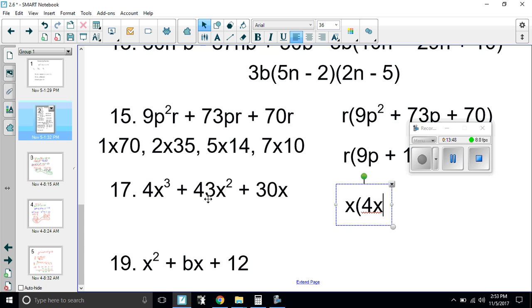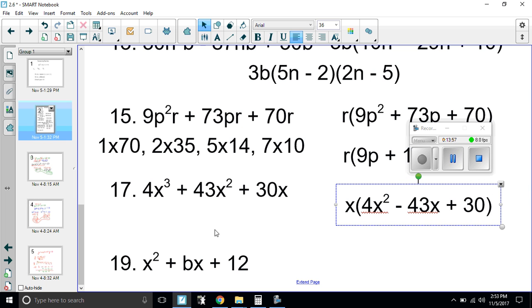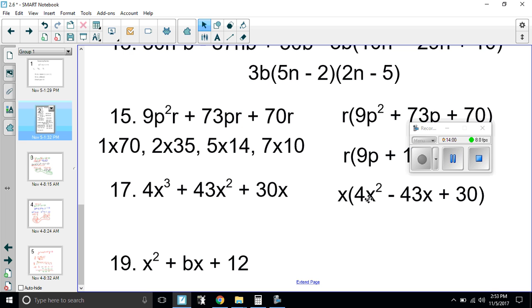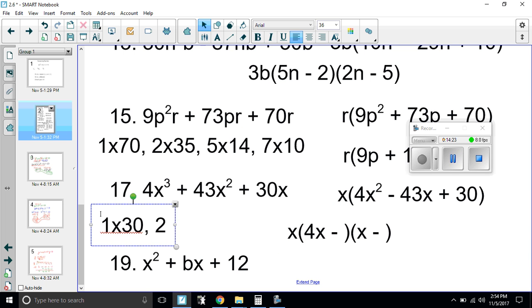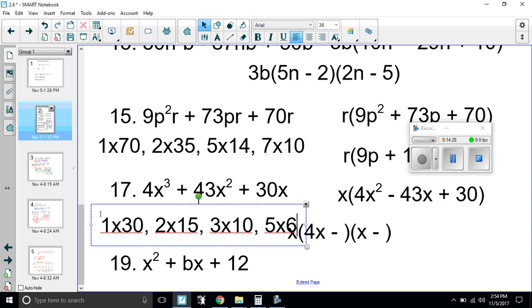So we'll have 4x squared plus 43x plus 30. And again, my factors of 4 are either 2x and 2x or 4x and 1x. Again, because my b term is 43, I'm going to hope that I'm going to try 4x, and we'll see if that works. C is positive, so that means the signs are the same. B is positive, so that means they are both positive. And my factors of 30 are 1 and 30, 2 and 15, 3 and 10, and then 5 and 6.